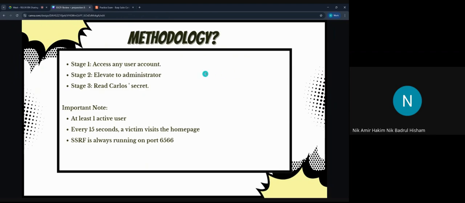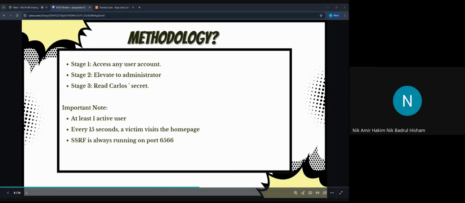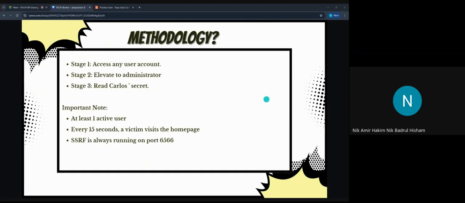So we have discussed the exam preparation, and now we're going to talk about the methodology. The examination has 2 web applications, and each application has 3 stages. Basically each stage covers the same things. For stage 1, we need to access any user account. For stage 2, we need to elevate to administrator. And lastly, stage 3 is to read the secret file.